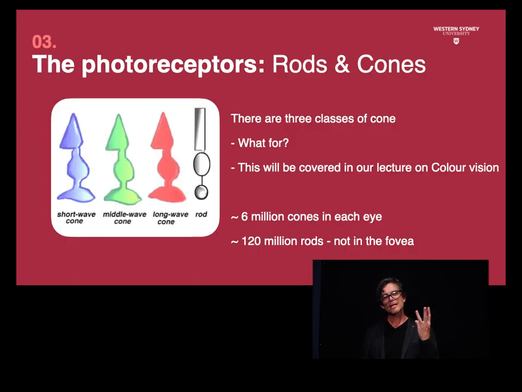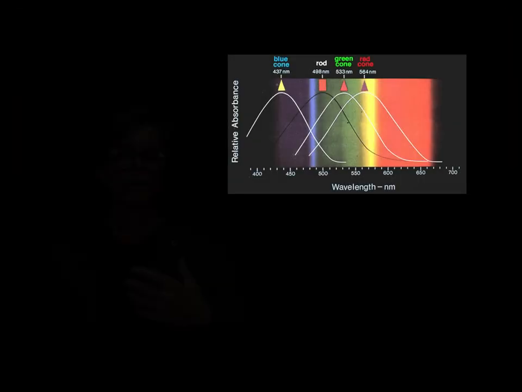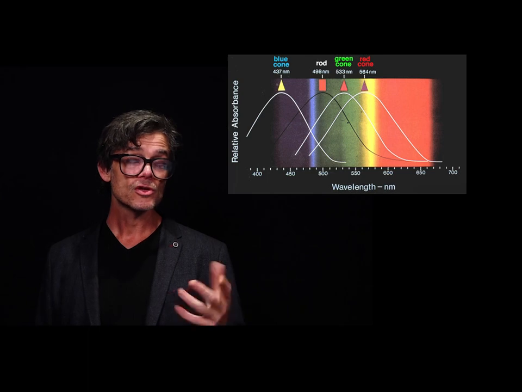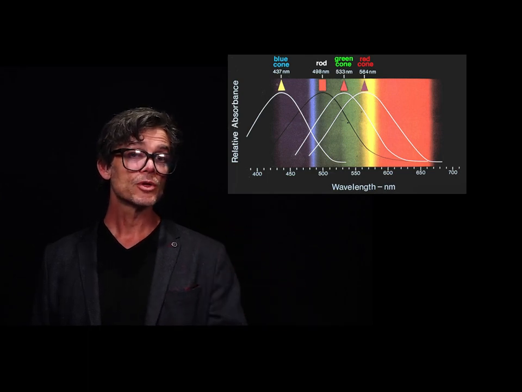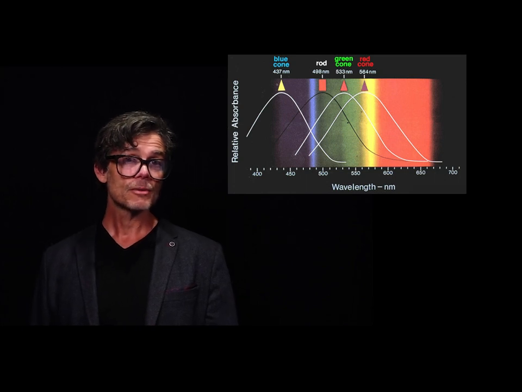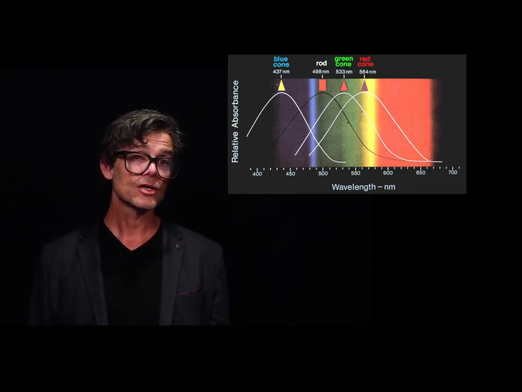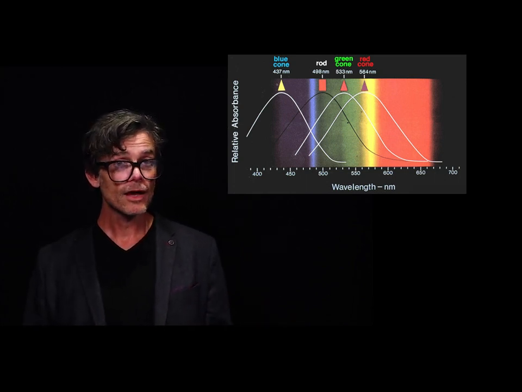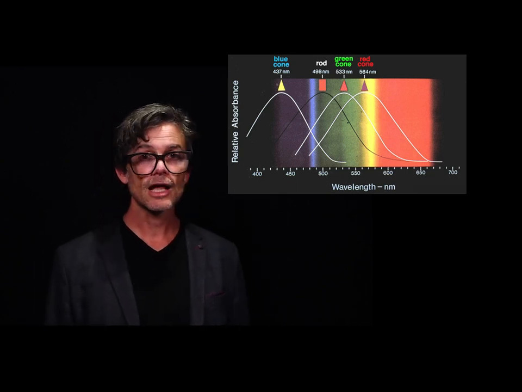There are three classes of cone: short wavelength sensitive cones, middle wavelength sensitive cones, and long wavelength sensitive cones. Short wavelength light approximates our experience of the colour blue or violet. Middle wavelength light approximates our experience of the colour green, and long wavelength light approximates our experience of the colour red.